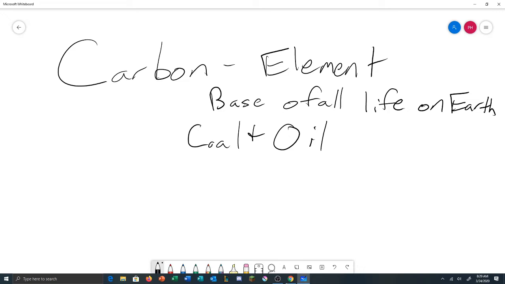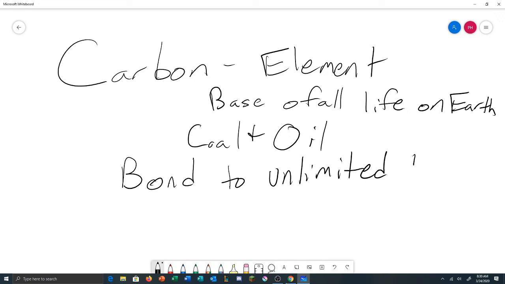It can also bond to almost an unlimited degree. What does it mean to be able to bond to an almost unlimited degree? Well, carbon, when mixed with oxygen and hydrogen, can make incredibly long chains like no other element can. It can also bond to itself, like with coal and all those things, to a crazy amount. You can have carbon going on in chains for a very long time.